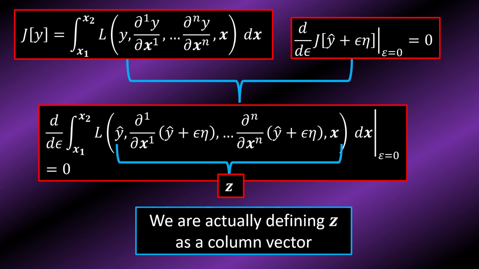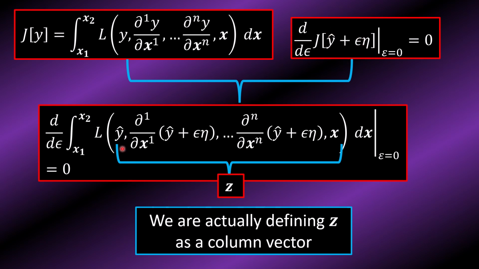That means that in all directions in function space, the derivative is 0. So if we substitute in the J of y into the equation, then we get this, all of that is equal to 0. Sorry, I forgot to mention that we're evaluating everything at epsilon equals 0, because at epsilon equals 0, we have y hat on our epsilon axis.